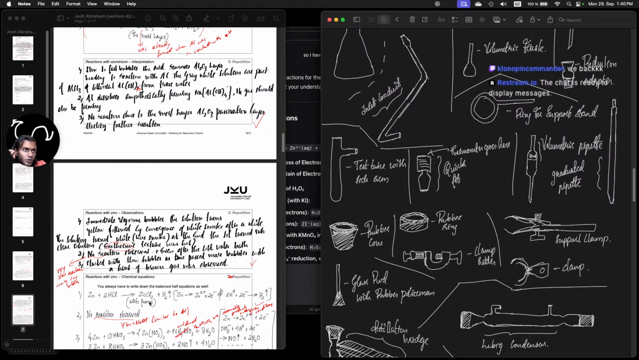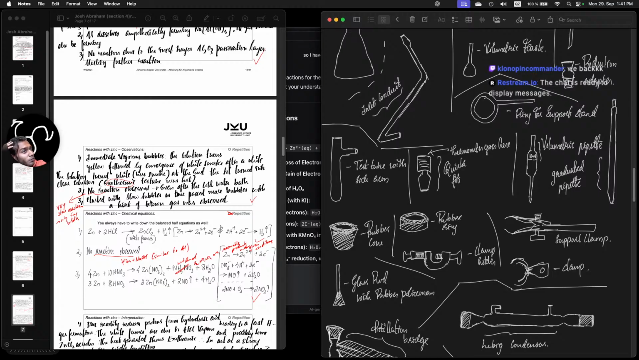No reaction observed even after the cold water bath. Cold water, hot water, what? Started with slow bubbles. As time passed, more bubbles with a hint of brown gas were observed. That's for zinc with nitric acid. Yeah, that's zinc with nitric acid. The first one is HCl, the second one is NaOH. Okay.